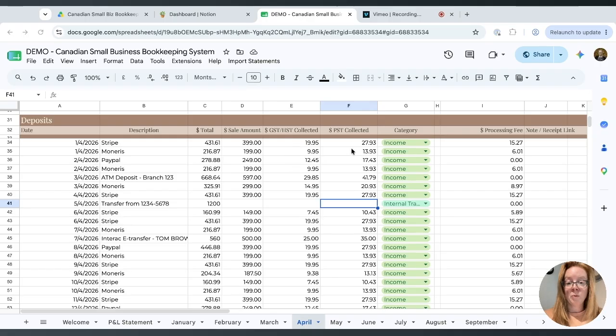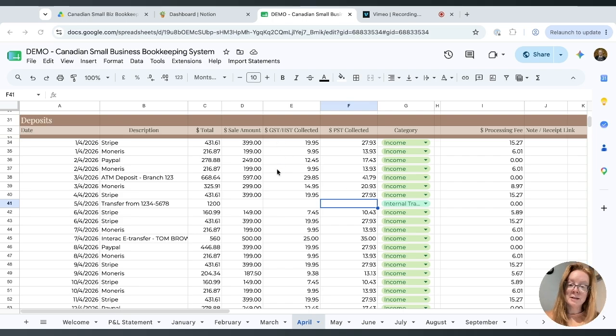If it applies to your business, then anything that was charged to the customer will be recorded here. And then the processing fee is over in this column here. And here is some fantastic news for you. You do not need to enter any of these numbers manually. The system will do it for you automatically. All you need to do is enter the date, what the transaction was, what the total was that went into your bank account, and then the system will handle the rest.